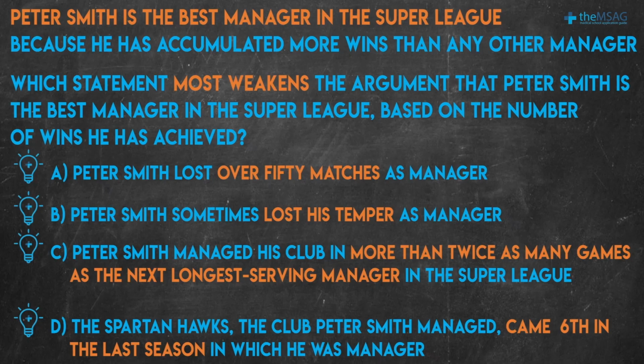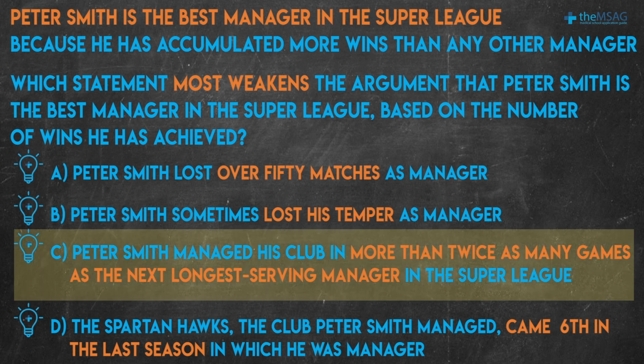Here, you might spot that Peter Smith might have accumulated more wins because his career was longer, not because he was a better manager. If you spotted this, you would then look out for the answer which mentioned length of career or number of games managed. However, if you didn't spot this weakness, you still have a chance of getting this question right. Look through the 4 options and tell me which one sounds the most relevant and watertight. The answer would be C.